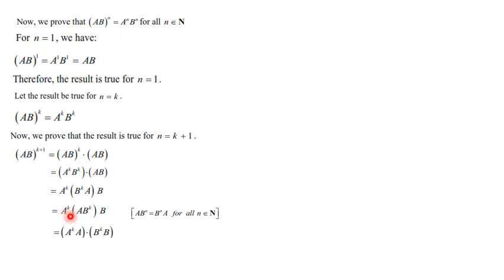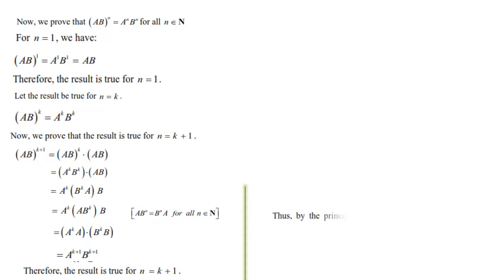This A^k and this A we are taking together. Then this B^k and this B taking together. Then we can write it as A^k into A, that is A^(k+1), into B^k into B, that is B^(k+1). That means the result is true for n is equal to k plus 1. Here instead of n we have got k plus 1. Here also B^n is changed to B^(k+1). Therefore we can conclude that the result is true for n is equal to k plus 1.